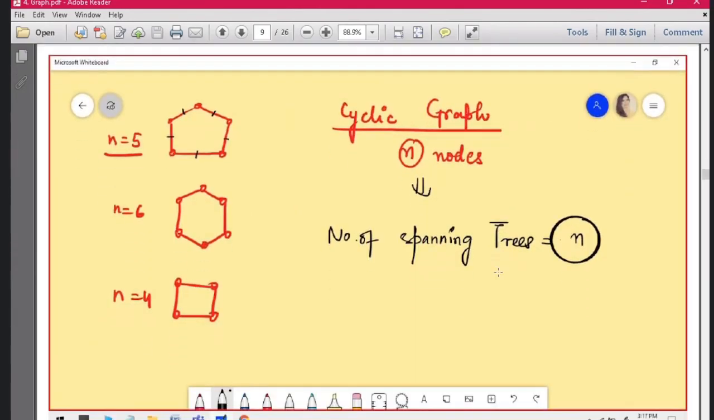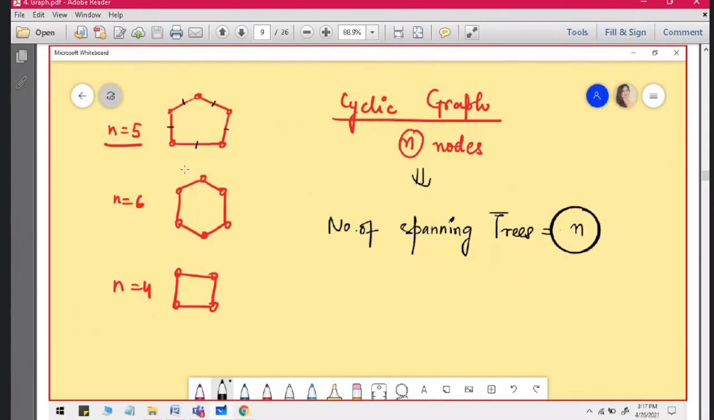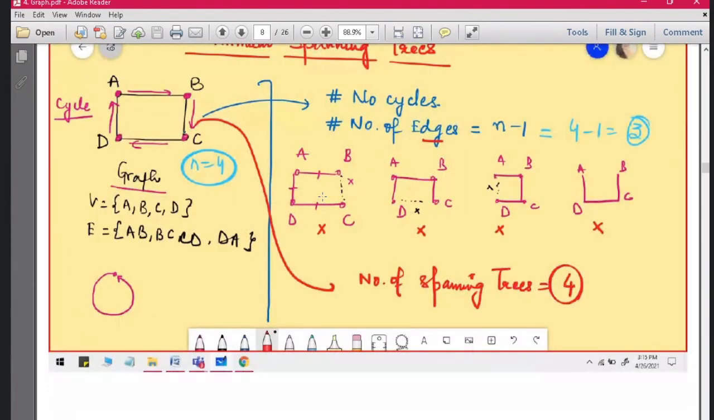So let's say if I discuss about this, n is equal to 5. If you want, so this is a cyclic graph of node 5, node 6 and node 4. If you want to find the number of spanning trees in a cyclic graph, that will always be equal to n. Like if I discuss the previous case, this is a cyclic graph only. This is a cyclic graph. And how many spanning trees were possible in this case? 4. Because every time you can remove any of the edges.